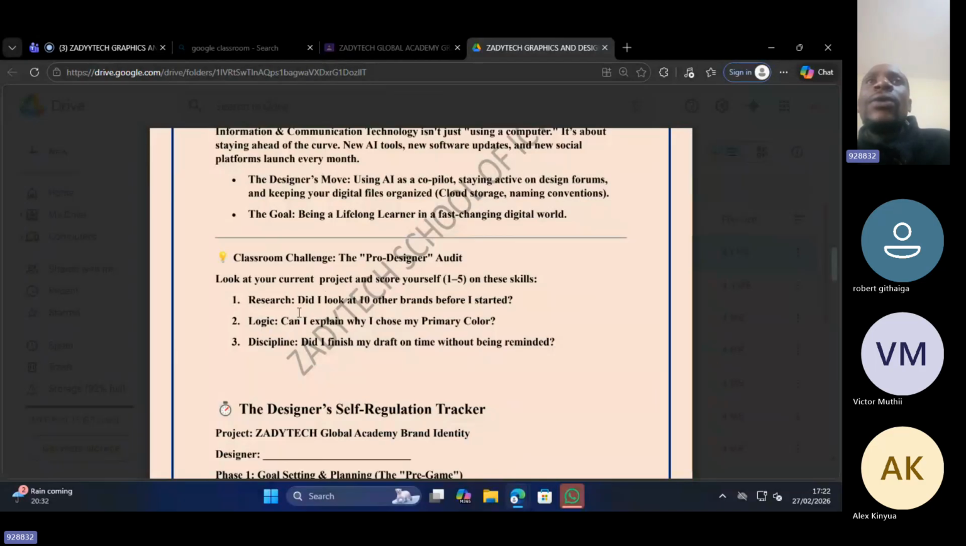For the first one, research, ask yourself, remembering that your last design is your point of reference: did I look at 10 other brands before I started? So for the latest design that you designed, did you do the research? Did you try to look at what others are doing online? Did you try to search on Google?